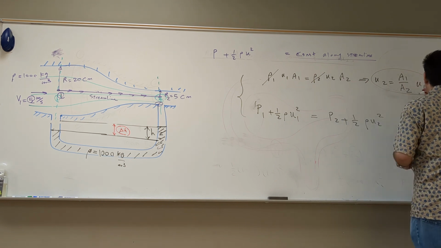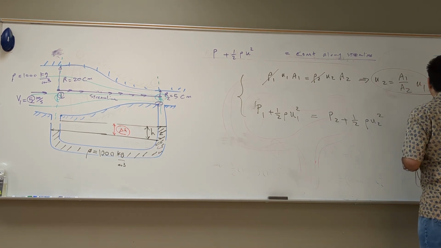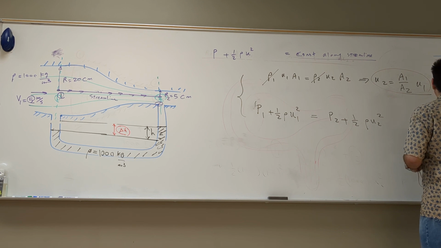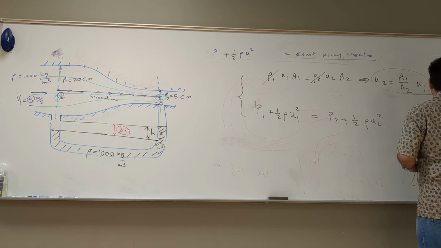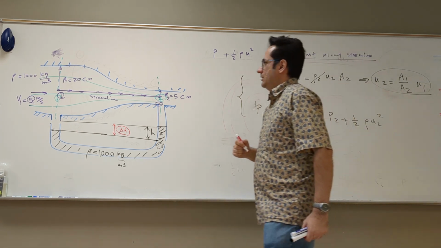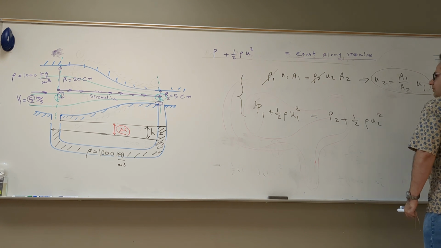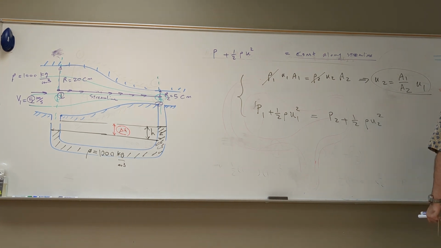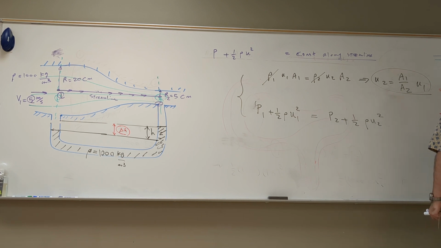So you have A1 over A2. I cancel out, you get R1 over R2 squared times U1, and then this is going to give you 20 over 5 squared times U1, 5 meters per second.